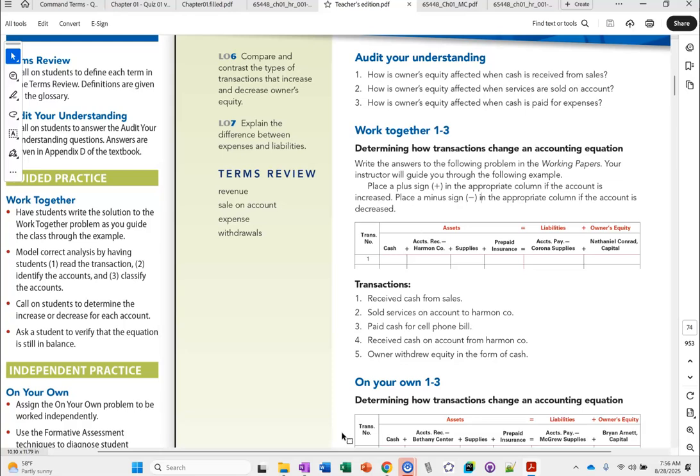Three says paid cash for cell phone bill. Ashton? Minus cash. Yes, correct. So minus in cash, minus in equity. Again, a phone bill is an expense. You're not acquiring supplies for that. That's just money out the window. So it just reduces cash and equity.